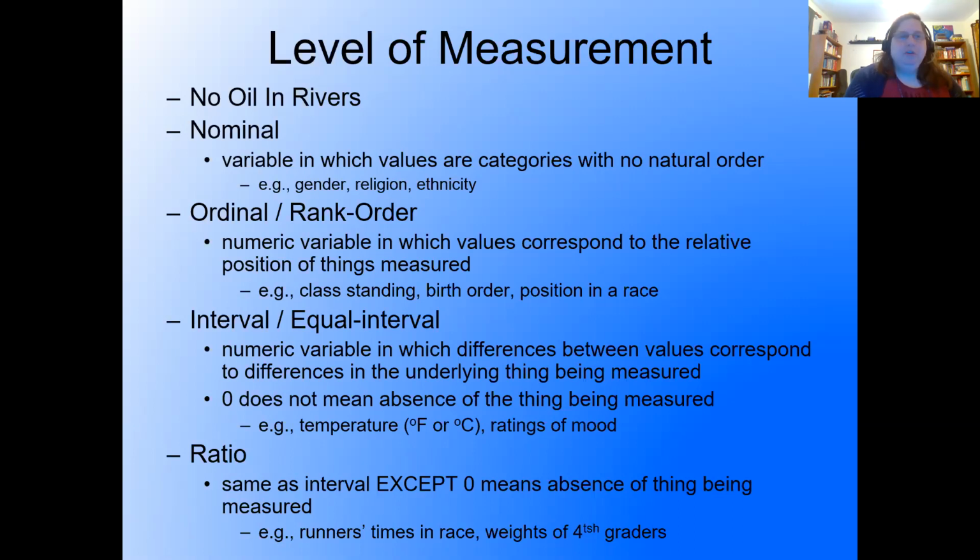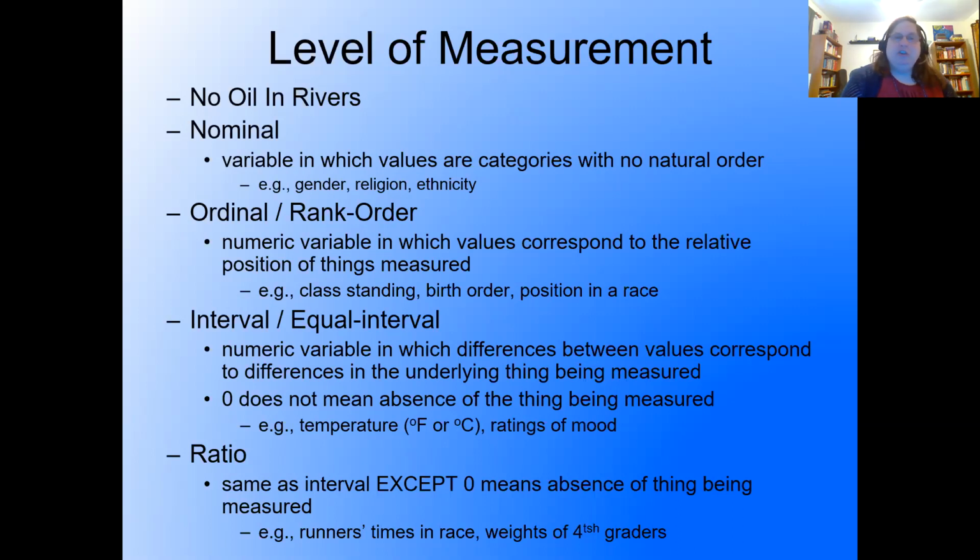This is a variable in which the values are categories with no natural order. Like we already talked about, right? Gender, religion, ethnicity, political party, eye color, all of these are nominal variables. So that's the same as what we had on the previous slide, no changes.